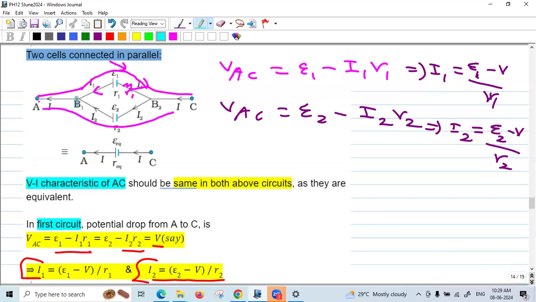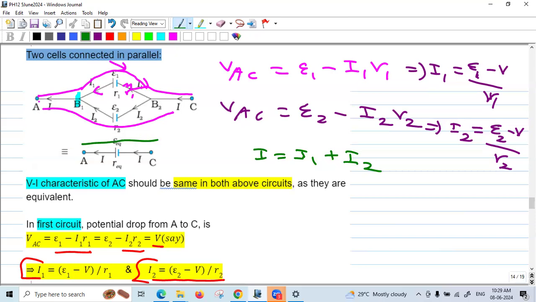If I note this junction here, the currents flowing in are I1 and I2, and the current leaving is I. So whatever current is flowing in, we have this relation: I equals I1 plus I2.